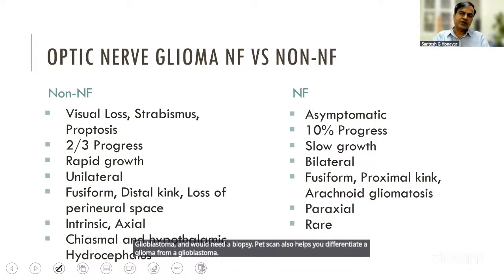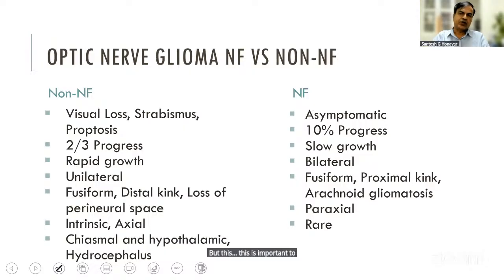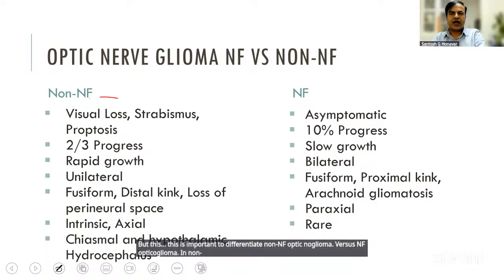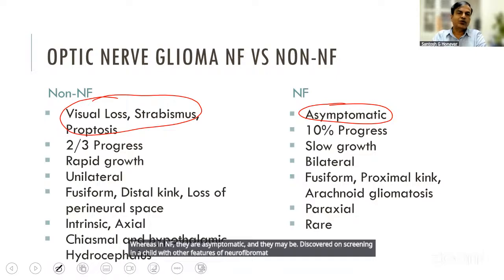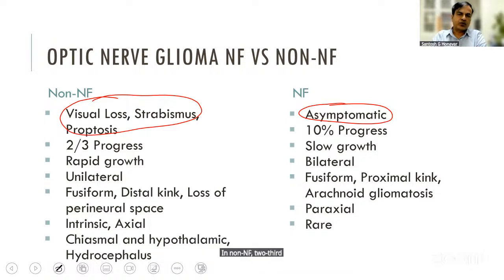Now, this is important to differentiate non-NF optic nerve glioma versus NF optic nerve glioma. In non-NF, patients actually present with symptoms, whereas in NF, they are asymptomatic and they may be discovered on screening in a child with other features of neurofibromatosis. When you do imaging, you may find silently lying optic nerve gliomas. In non-NF, two-thirds of them progress, whereas in NF, only 10% progress.